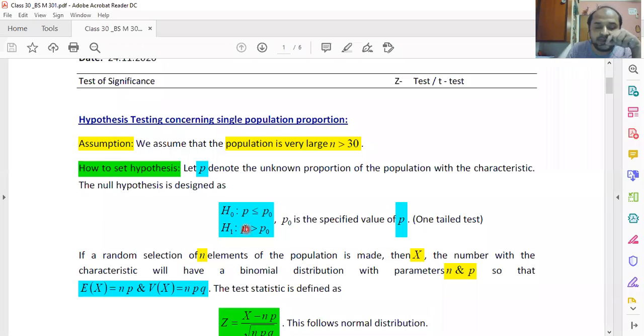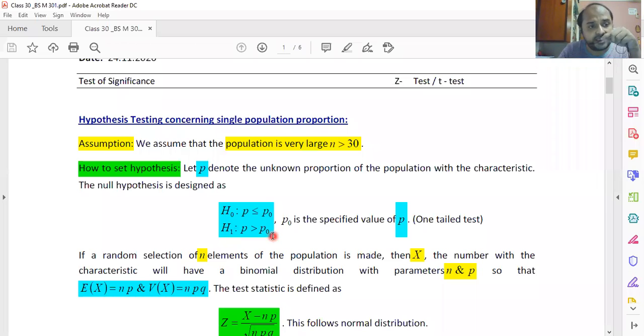So, in one of my earlier classes, I already told you that depending upon the sign present in the alternative hypothesis, we declare whether the test is a one-tail test or a two-tail test. Now, as you can see, in the alternative hypothesis the greater than symbol is there. So this particular test is a one-tail test. But there is no hard and fast rule about whether you are able to include the inequality in the null hypothesis or not.